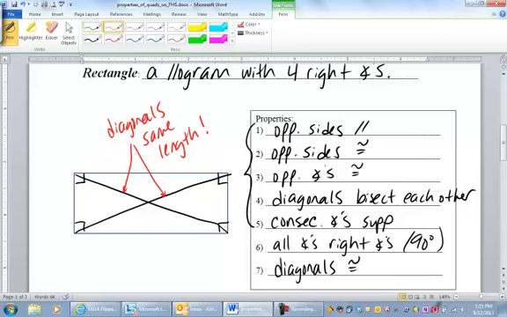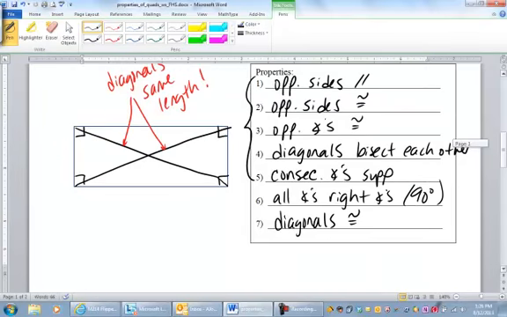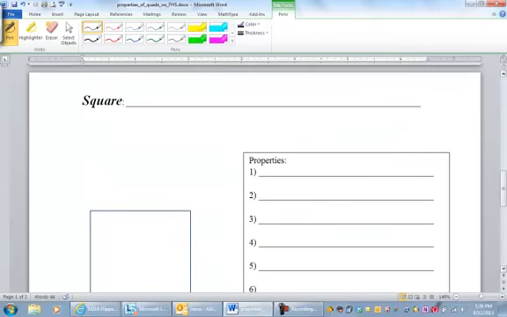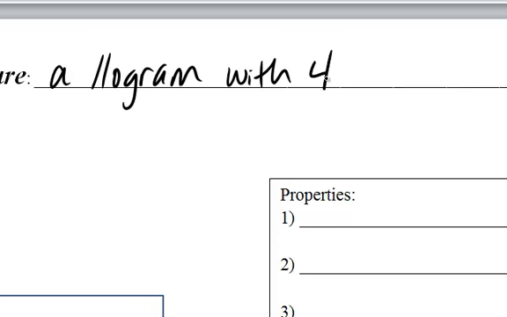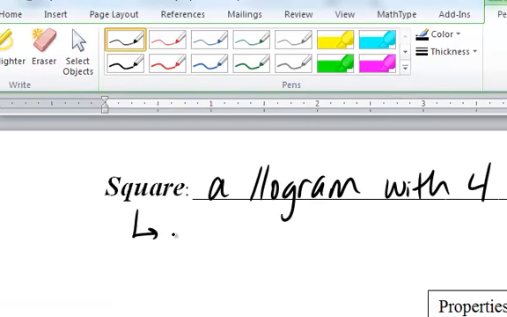Okay, and the last shape we're going to talk about for today is the square, and that's on the back side of your worksheet. And a square is basically a rectangle and a rhombus put together. It has every single property of both of those. So again, it's another parallelogram, and it has both parts, the rhombus and the rectangle, with four congruent sides and four congruent angles. So basically it is a rhombus and a rectangle.